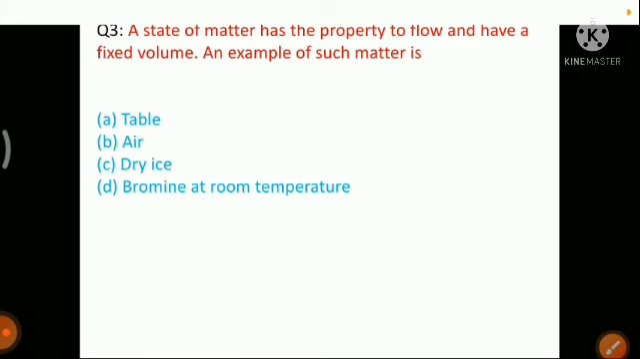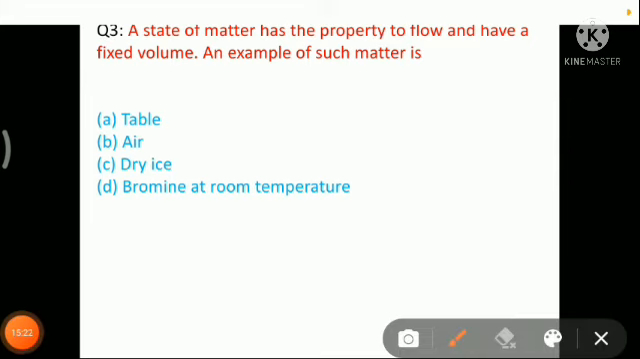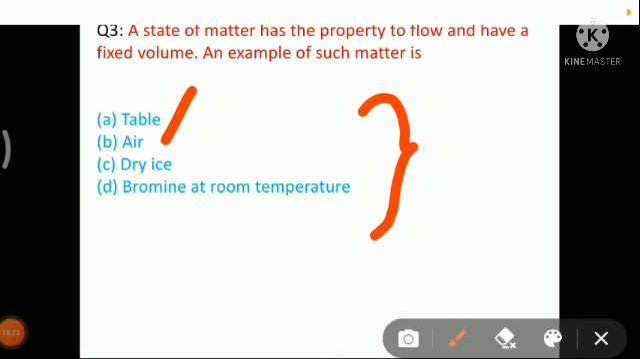So that means the answer for this question, an example of such a matter which can flow and will have a fixed volume, should be a liquid. So among the options given here, which one of these is a liquid, we have to look. Table is solid, air is gas, dry ice. Dry ice is again the solid form of carbon dioxide.